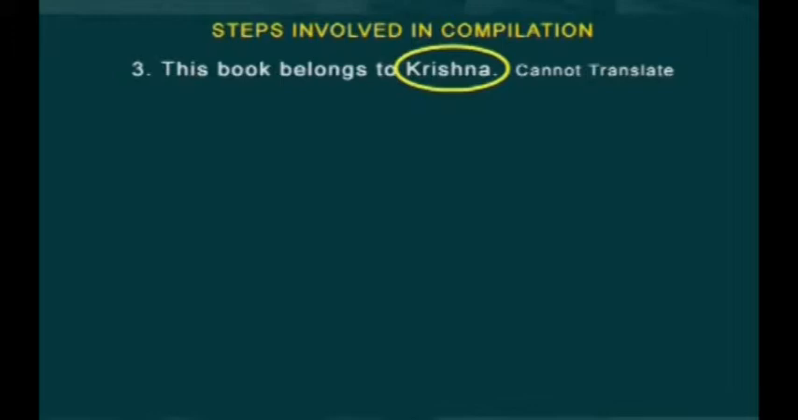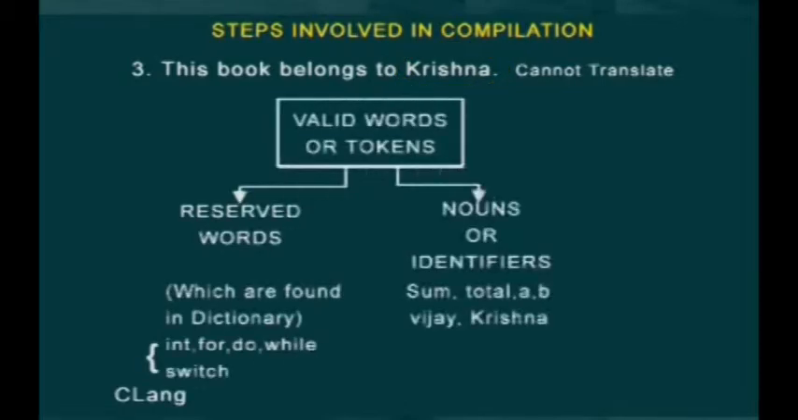Then I told the translator, okay, your job is over. I called a second translator to translate this. The second translator translated this into Telugu text. Then I asked the second translator why the first translator had told me that Krishna is an invalid word. The second translator told me there are two types of valid words, or tokens. Valid words are also called tokens. One type of valid words are reserved words, which are found in the dictionary.